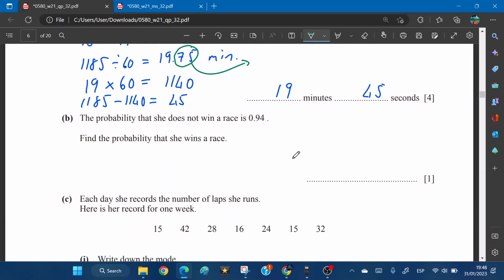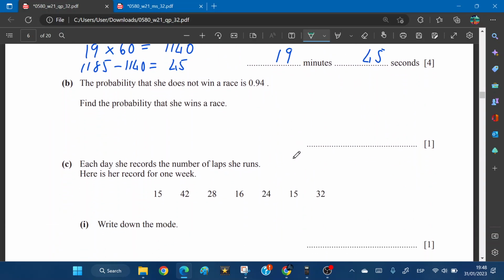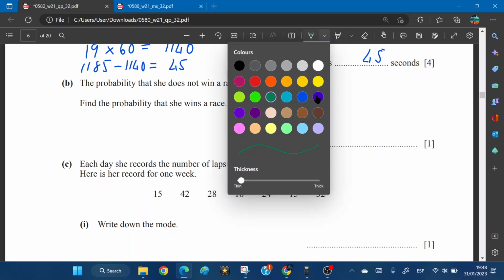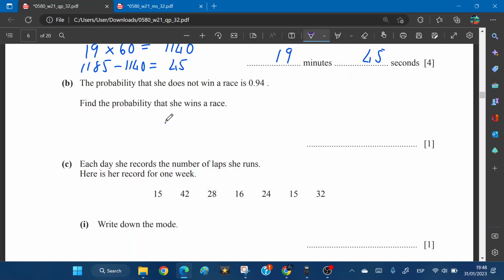The probability that she does not win a race is 0.94. She's good. The probability that she does not win is really high. Oh no. Probability she wins. Still a good chance though. Find the probability that she wins the race.